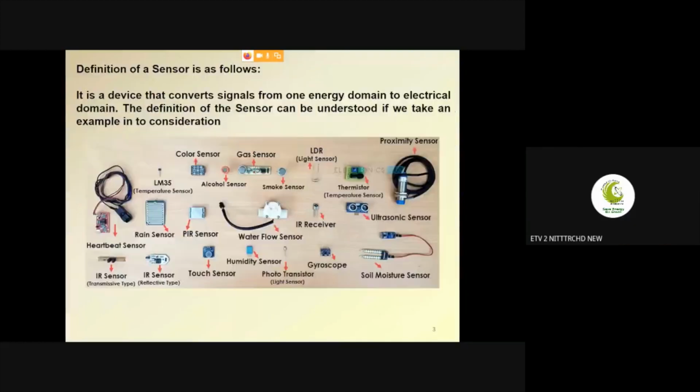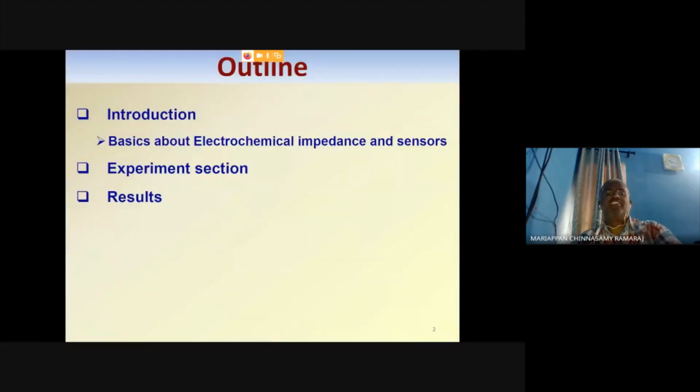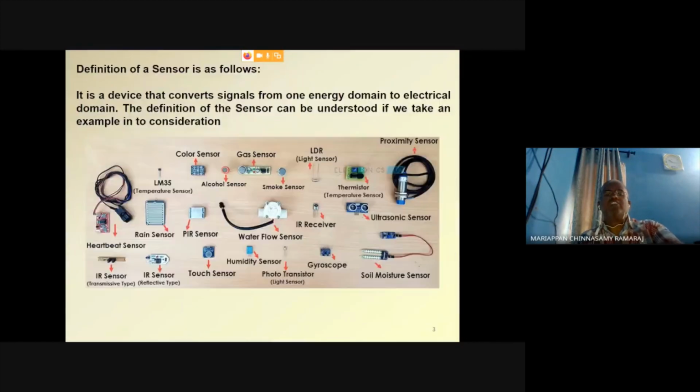Yes, okay. So that means these slides you haven't seen before, the definition of sensor. Only the first slide you were able to see. Okay, so again I repeat this.